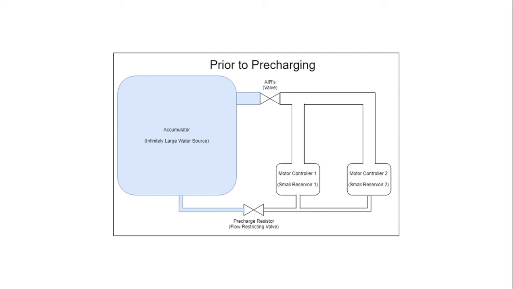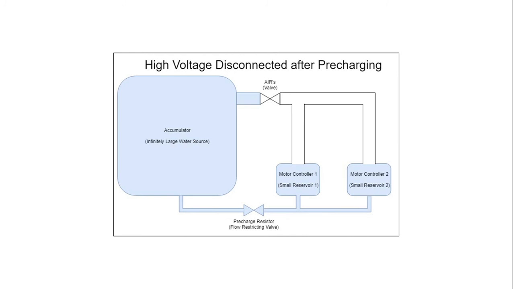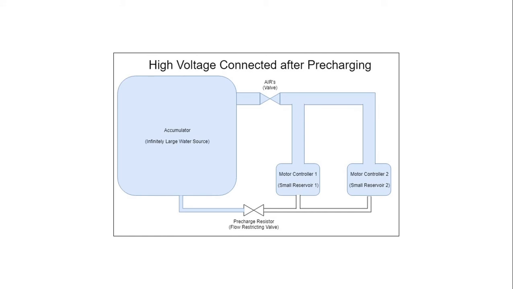This means that when the reservoirs are full and the main valve is closed, no water should flow through it at all, like this. And this is exactly what happens with the electrical equivalent circuit. When the precharge resistor is connected, it slowly fills the motor controllers up. And then when they're full, the motor controllers and the accumulator are at the same voltage. This means that when the AIRs are closed, there is no current flow and hence no heat generated.